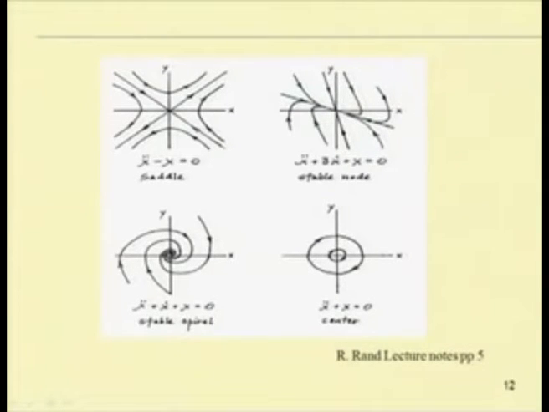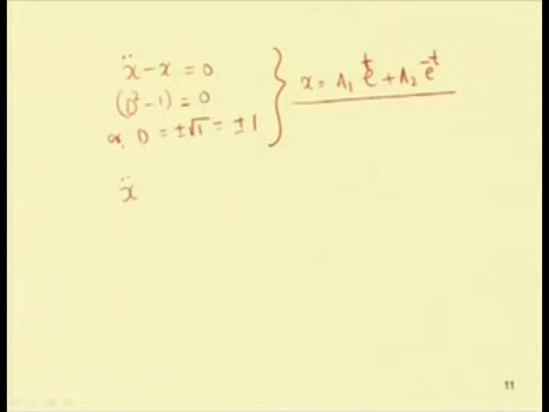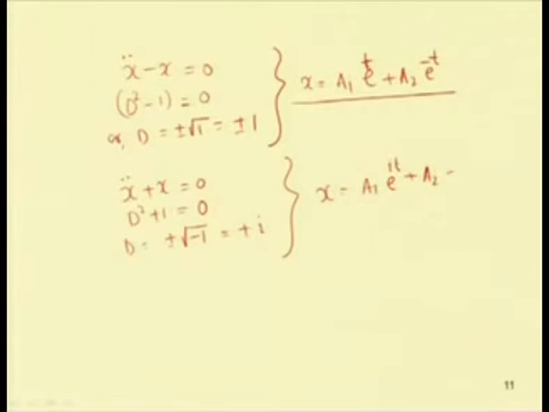Similarly, one can have a response x double dot plus x equal to 0, which will give a center. So for this case, x double dot plus x equal to 0, the auxiliary equation is d square plus 1 equal to 0, or d equal to plus minus root over minus 1, that is plus minus i. So its solution will be x equal to a1 e to the power i t plus a2 e to the power minus i t, where t is the time. So one can write this term.